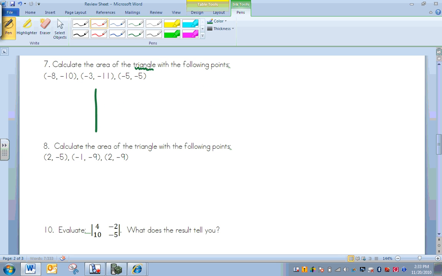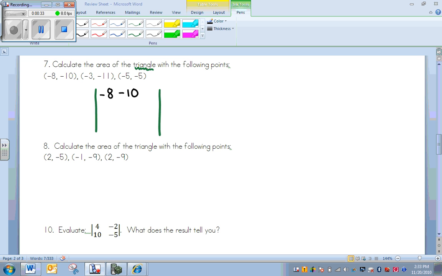Each point's going to get its own row. So the determinant, that means you have to draw two straight lines, right? Because straight lines represent a determinant. So then we've got -8, -10. All right, and on the next row, we're going to do -3, -11. And on the next row, we're going to do -5, -5.